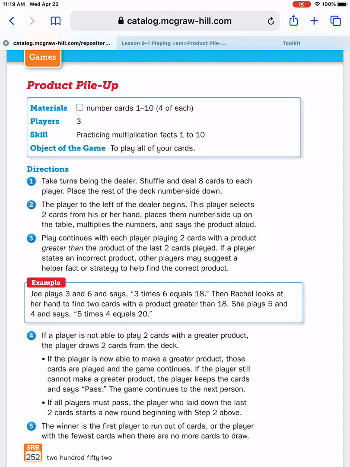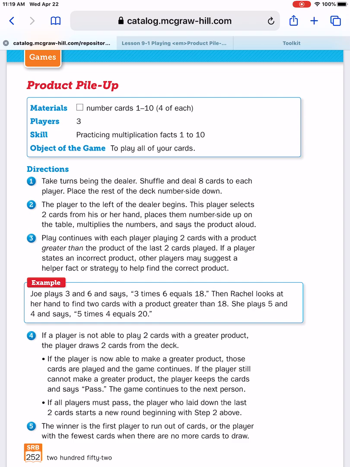So under directions, it says, take turns being the dealer. Shuffle and deal 8 cards to each player. Place the rest of the deck number side down. So you pass out 8 cards. Each person who's playing gets to see their cards, but not the other person's. So when you deal them face down.